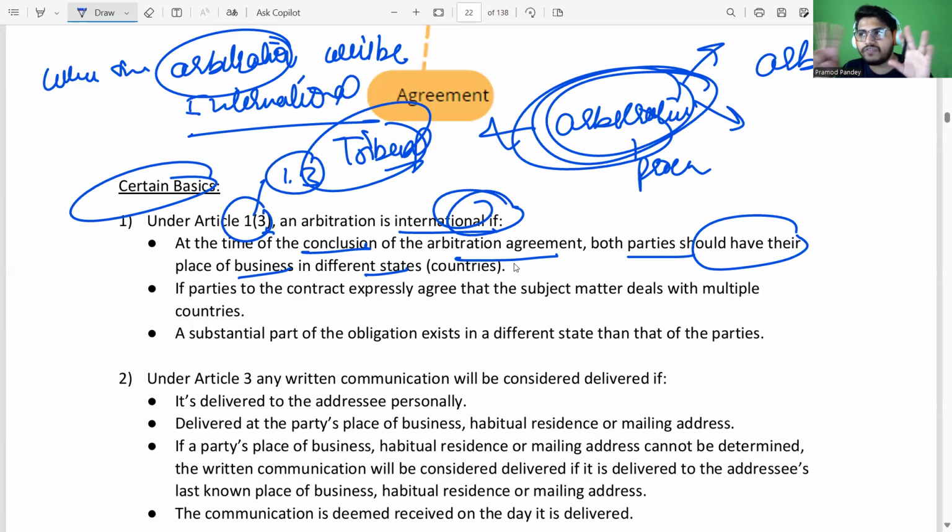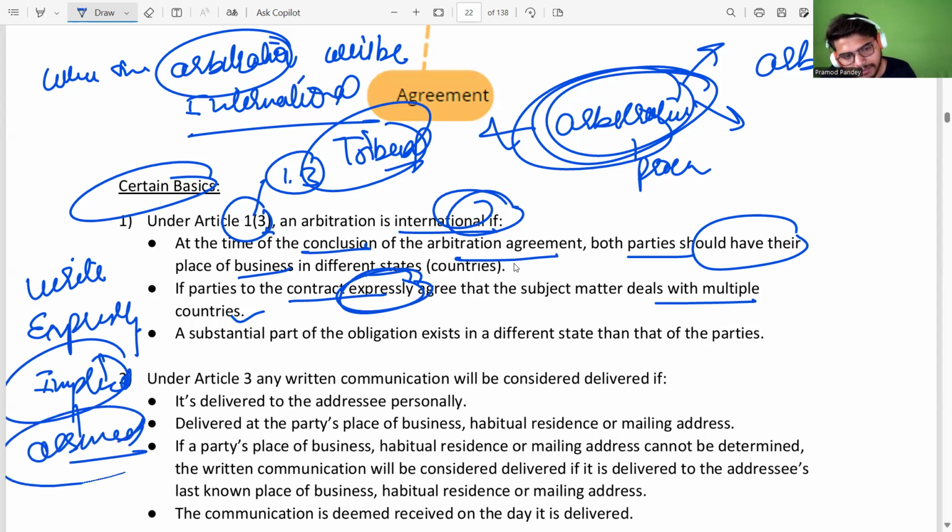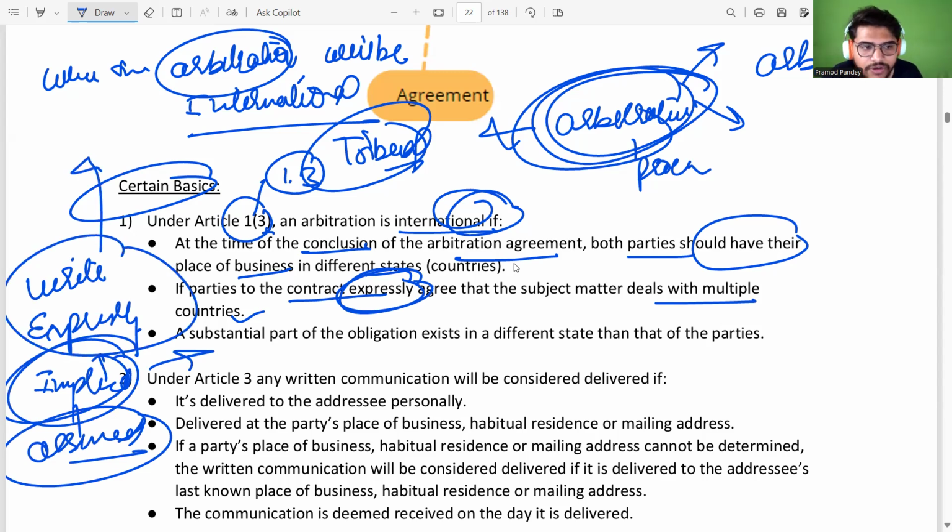Okay, first thing. Second thing, if the parties to the contract expressly agreed that the subject matter deals with multiple countries. Expressly means something you specifically write in the contract. One thing would be express, when you expressly write it, and something would be implied. Implied means these are assumed. Even if you are not writing the implied one, it is assumed that it exists. Expressly means something you have specifically written, so what is expressly written will always be given privilege over the implied, across all subject matter of the law. A substantial part of the obligation exists in a different state than that of the properties.